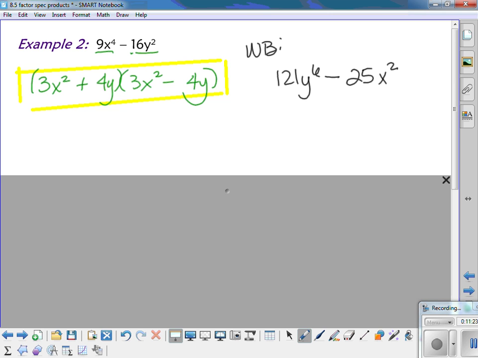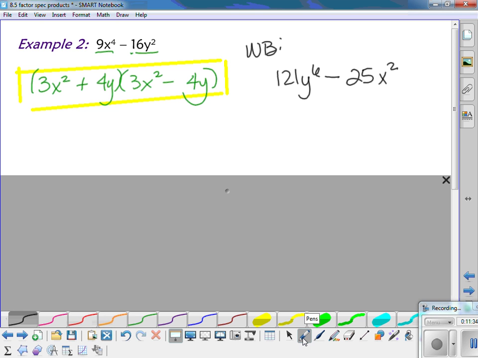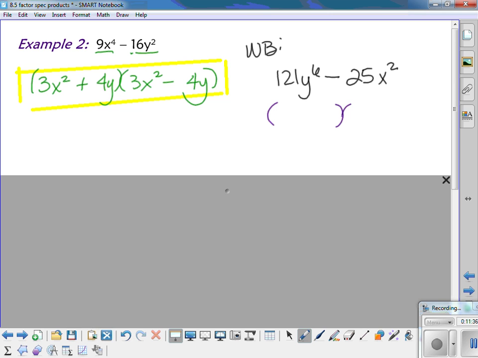121y to the 6th minus 25x squared. All right, difference of squares, what's that mean? Different signs, one's a plus, one's a minus. What's the square root of 121y to the 6th? 11y to what power? Cubed, yes. And so that's going to be in front. And then what's the square root of 25x squared? 5x.